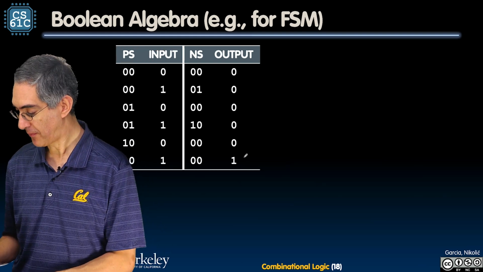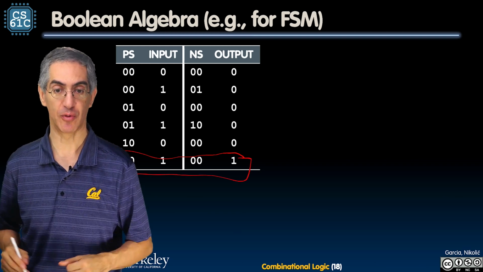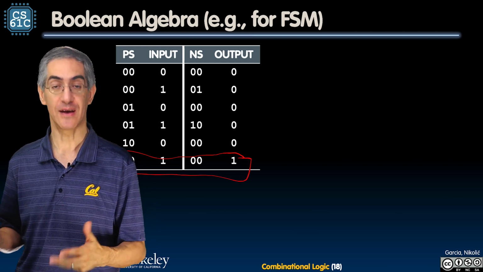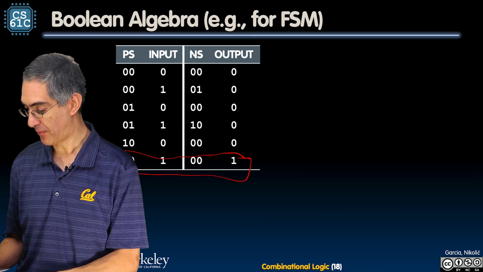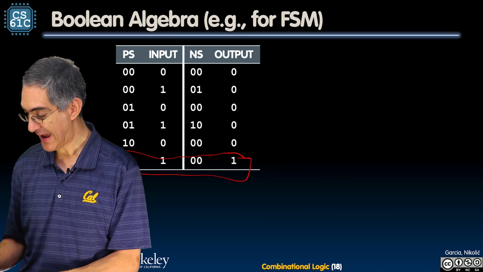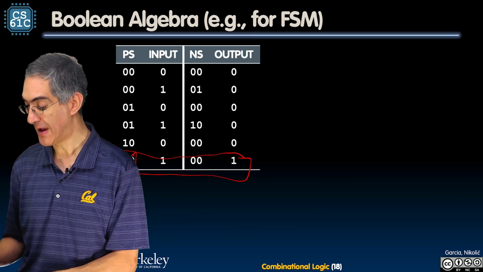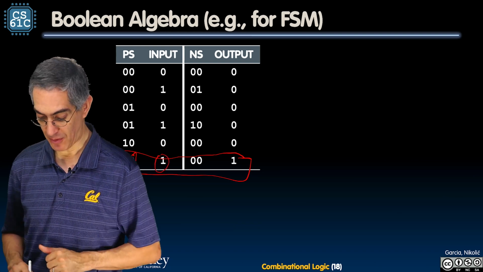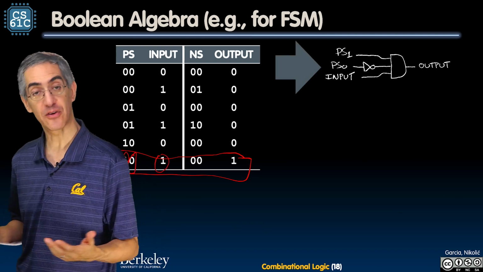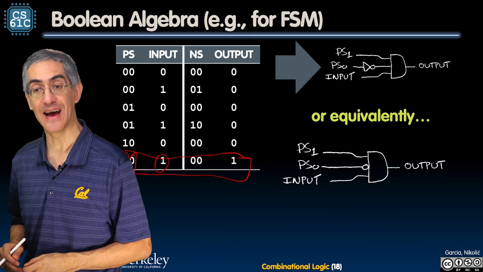We saw this before. This is our finite state machine encoded as a truth table, and it's a one if and only if PS sub 1 is 1 and PS sub 0 is 0 and input is 1. So there's my circuit. We saw this before, okay? We also saw we could simplify it into that.